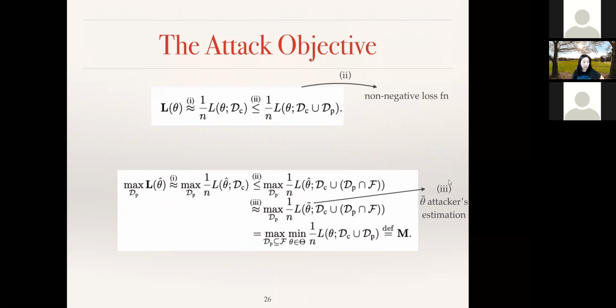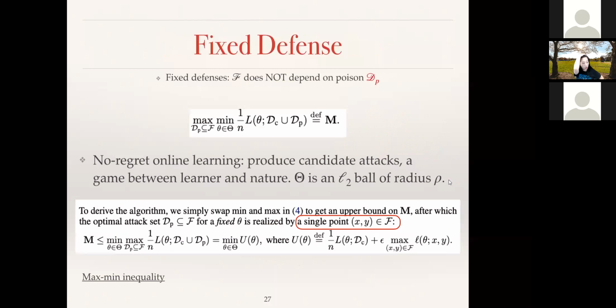The theta hat is the attacker's estimation. So we finally wanted to do that. Like we said, we have two ways of defense, right? The data sanitization has the fixed defense and the data-dependent one. Let's first look at the fixed one, because that's easier to understand since it's not adaptive.